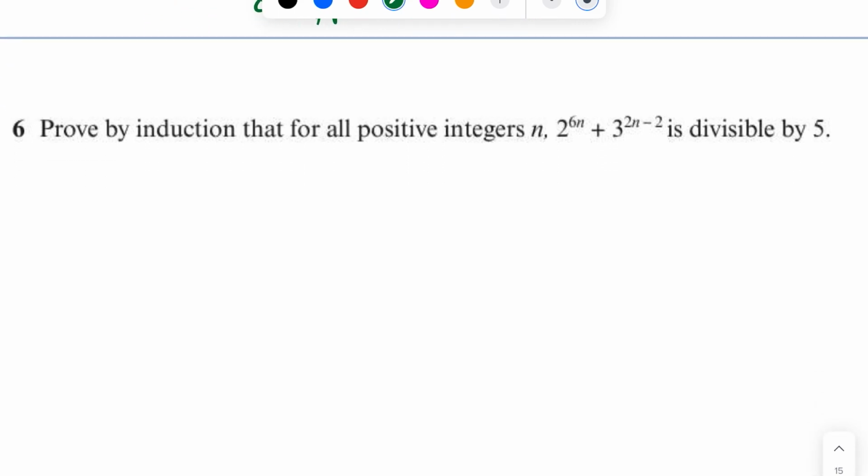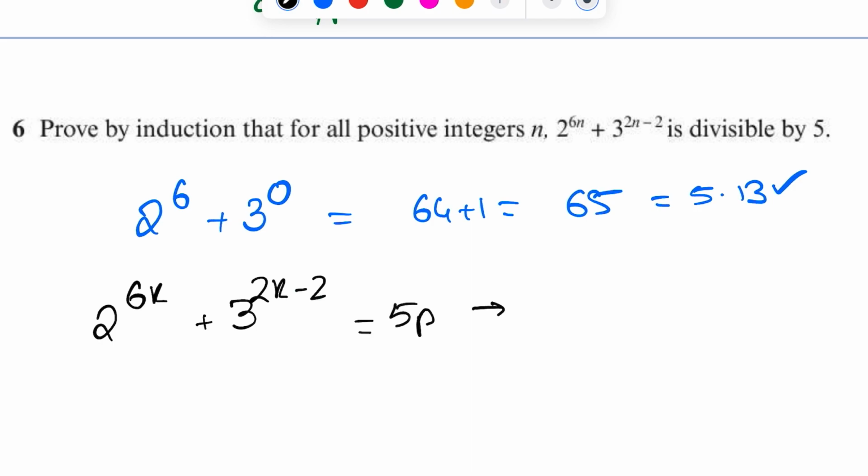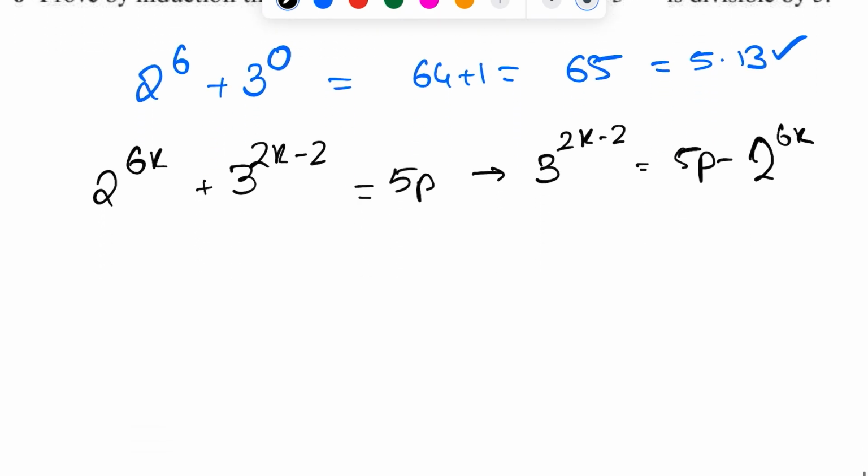So one more question. This is divisible by 5. So let n equals to 1, 2 power 6 plus 3 power 0. 2 power 6 is 64 plus 1, 65, which is 5 times 13, divisible by 5. Let us assume that it is true for n equals to k. So 2 power 6k plus 3 power 2k minus 2 equals to 5p. So which is the difficult one? 3 power 2k minus 2 equals to 5p minus 2 power 6k. We can make anything as a subject.